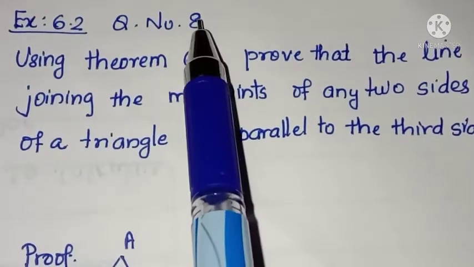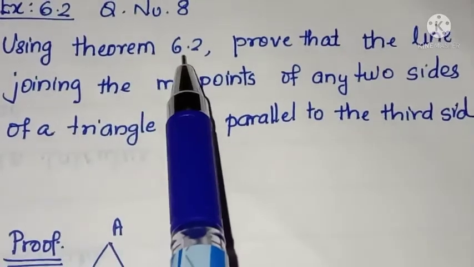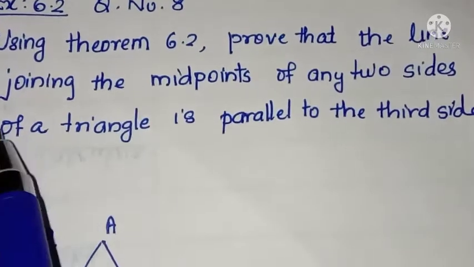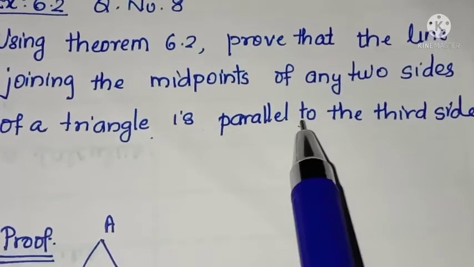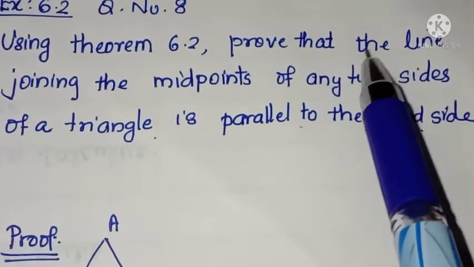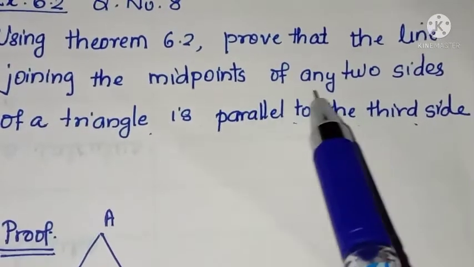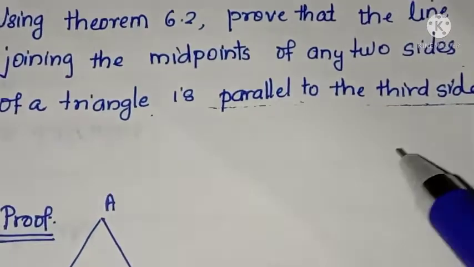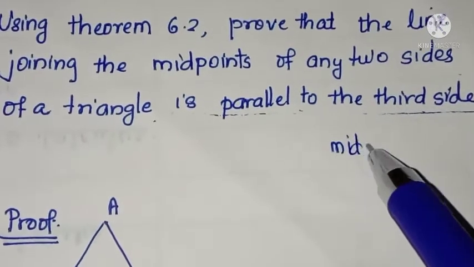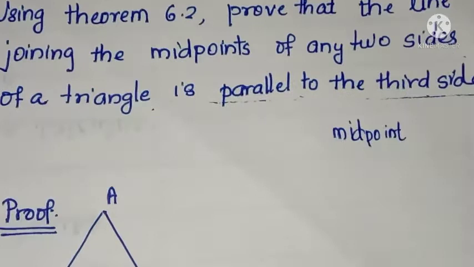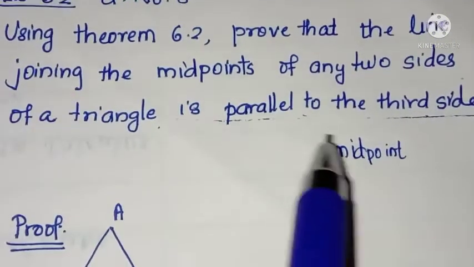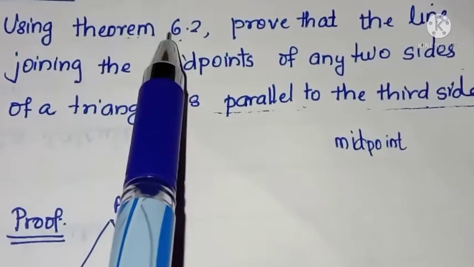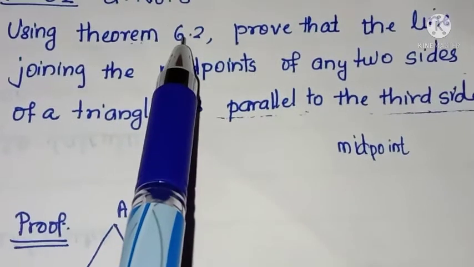Exercise 6.2, question number 8. Using theorem 6.2, prove that the line joining the midpoints of any two sides of a triangle is parallel to the third side. See the result? The line segment joining the midpoints of any two sides of a triangle is parallel to the third side. What is this? Yes, we studied it in class 9. This is the midpoint theorem. So we need to prove this midpoint theorem using theorem 6.2. Theorem 6.2 means the converse of BPT.